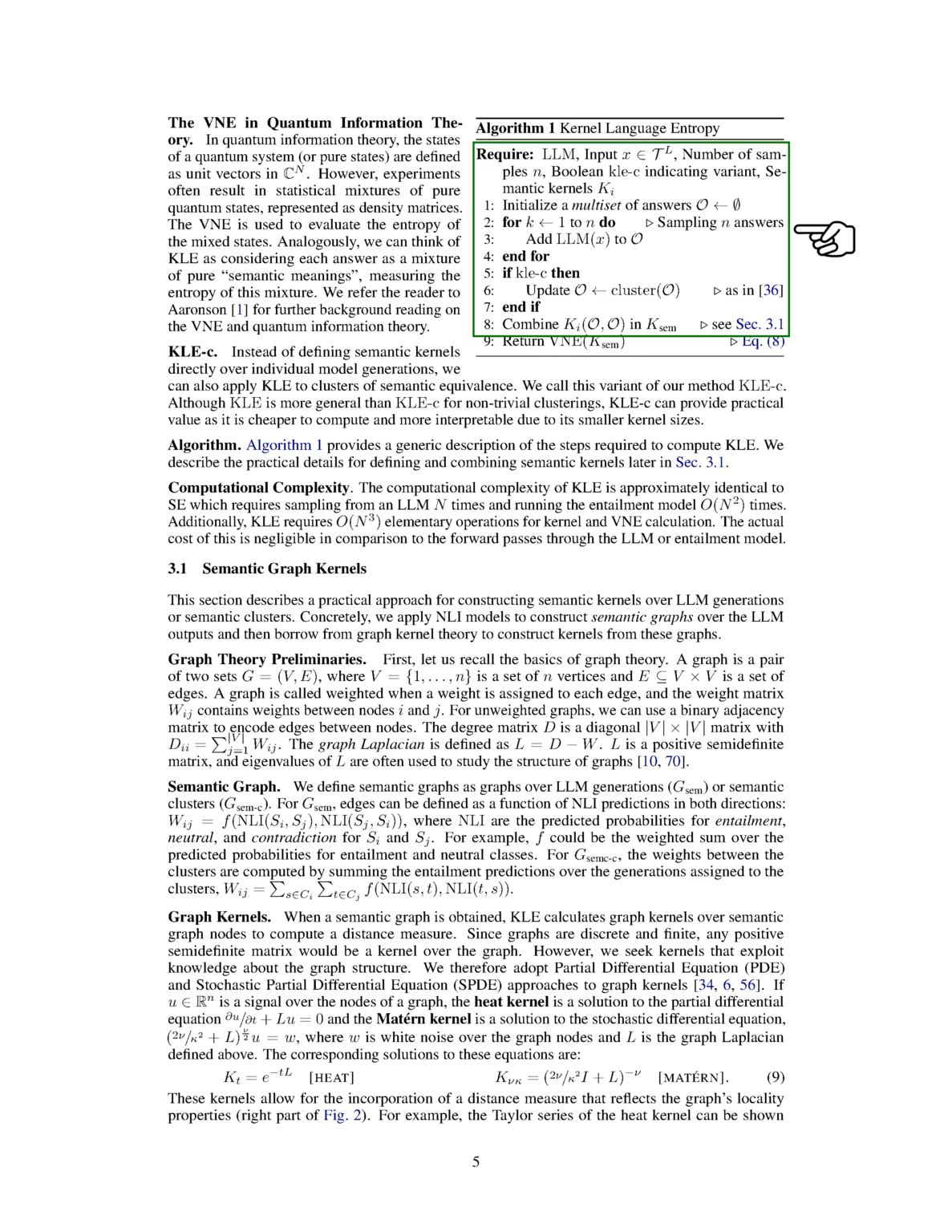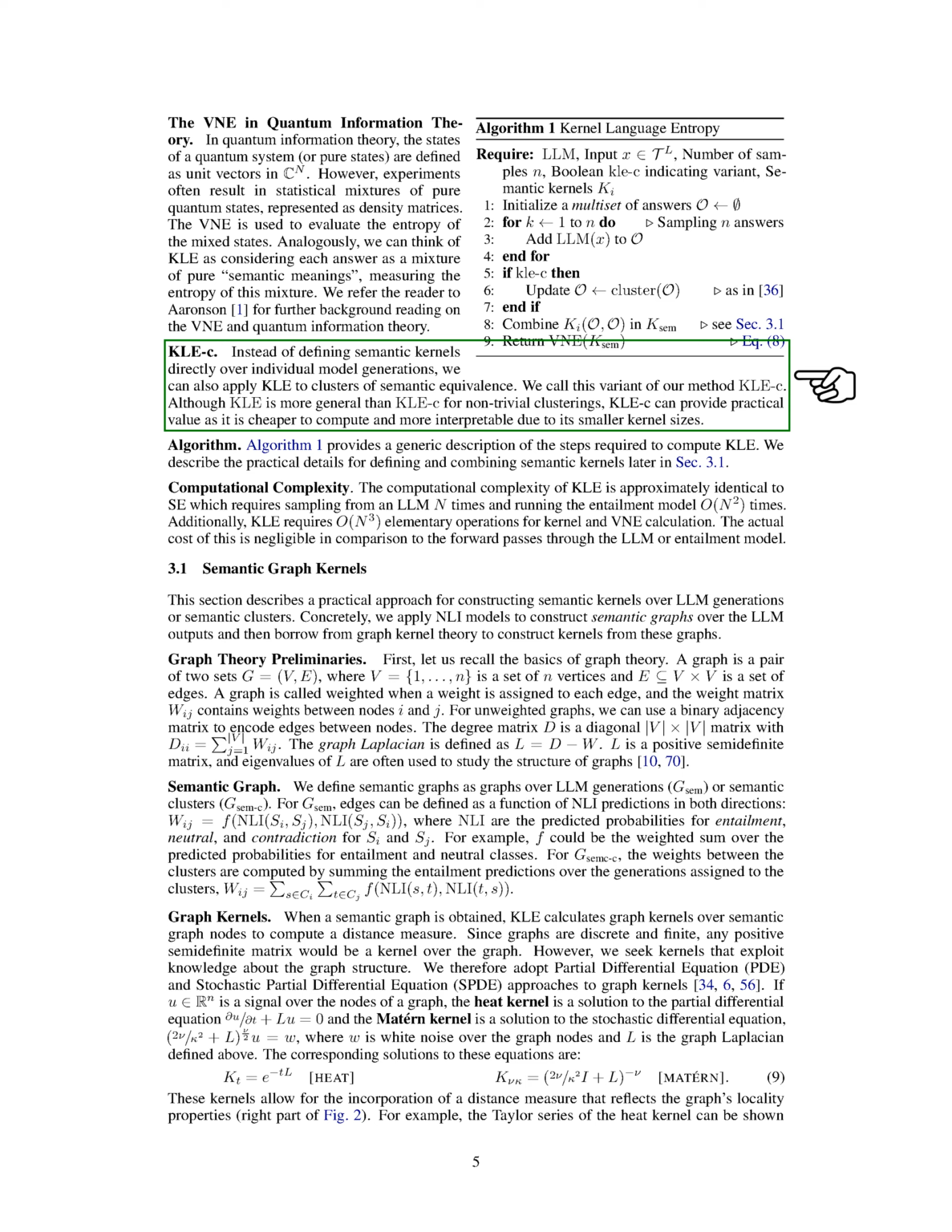Instead of defining semantic kernels directly for individual model outputs, we can also apply KLE to clusters of texts with semantic equivalence. This variation is called KLEC. While KLE is more general for complex clusterings, KLEC is more practical and easier to interpret due to its smaller kernel sizes. The computational complexity of KLE is similar to SE, involving multiple sampling steps and entailment model runs. Additionally, KLE requires elementary operations for kernel and VNE calculation. The cost of these operations is minimal compared to the overall computation through the models.